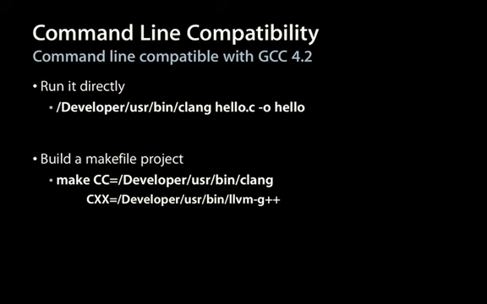If you do this, you don't get the auto fallback to LLVM-G++, so usually you can set CXX and your makefile will do the right thing. But it should be really easy to use.